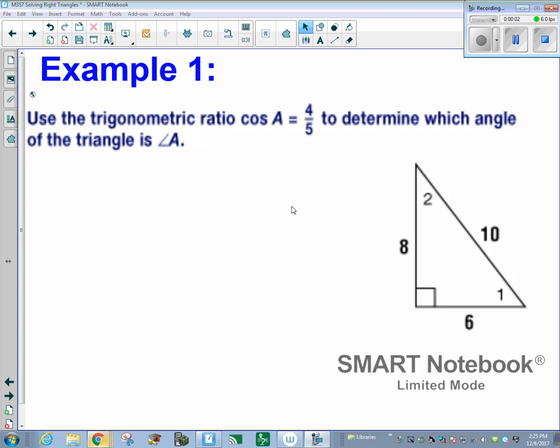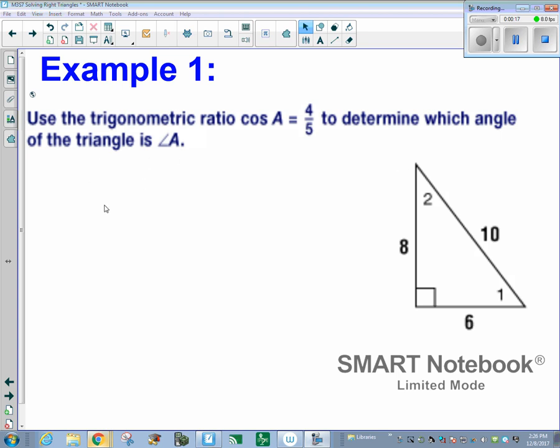Hello everybody, we're going to start session 7 today, and in session 7 we are going to talk about solving right triangles. We will have an example of what's going to happen here, but we're going to do a couple of warm-up problems just to make sure that we're all on the same page.